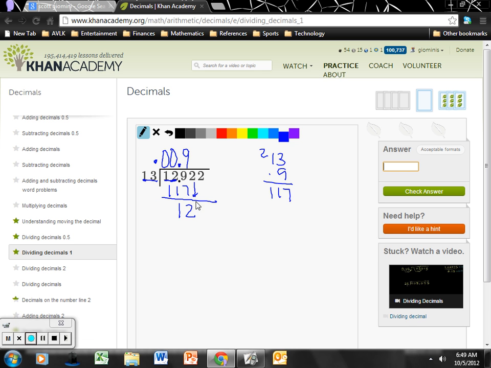I'll bring down the next digit, which is a 2. Okay, well, it's 122. I know that 13 times 9 gives me 117. I can't get any higher than that, so I've got to put that 9 there again. That once again gives me 117. I subtract. This becomes 122 minus 117. Well, 17 is 3 away from 20, and that's 2 away from 22. So that's 3 plus 2. That's 5. And then I'll bring down the next digit, which is a 2.